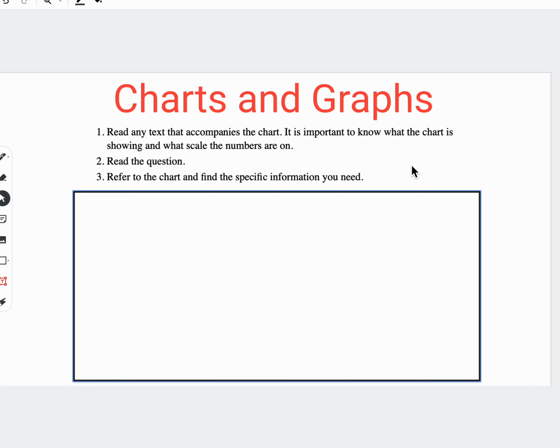Now, the key here is not to get into a rush. We want to make sure that we take a moment to look at the chart or graph to find out what it's telling us, what information it's sharing, what story it's telling. Then we can go to the questions once we realize what the data is showing. So let's take a look at an example chart.